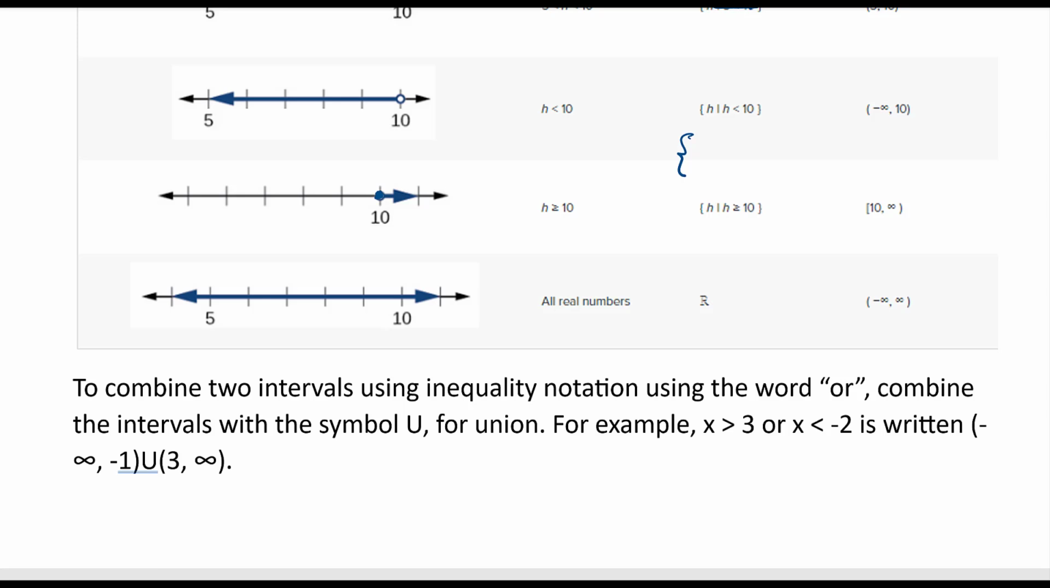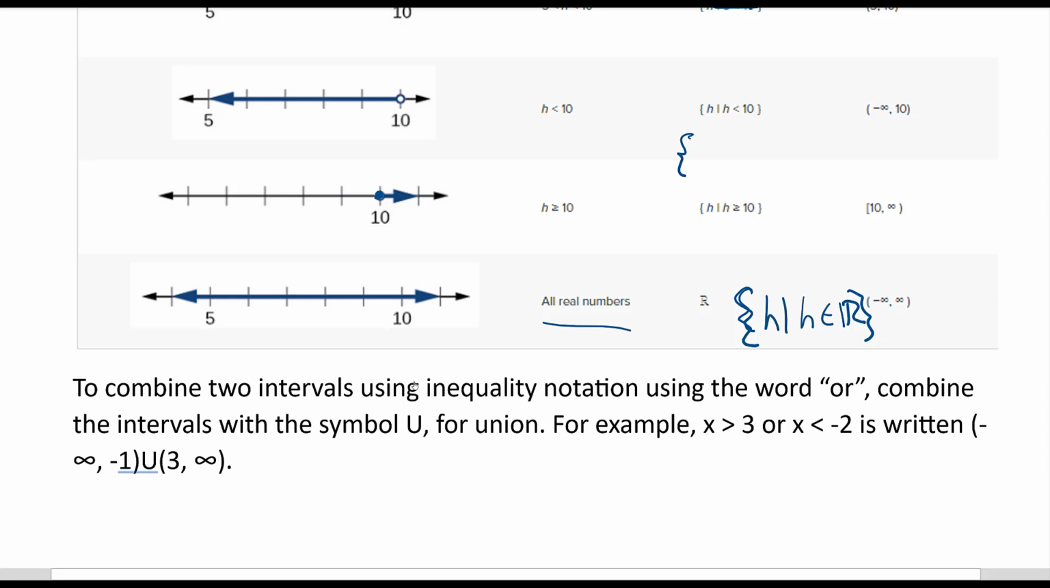And this next one, even though we have the 5 and the 10, it goes past it in both directions. So that's all real numbers. And we write that in set builder, well, actually, you could say h such that h is an element of the reals. That's how I would have done it. That's not how your book did it. And then negative infinity to infinity for the intervals.